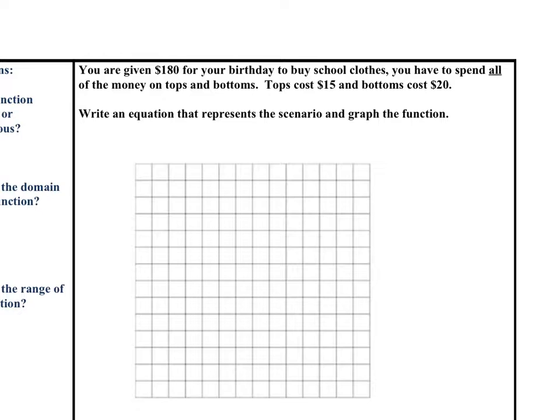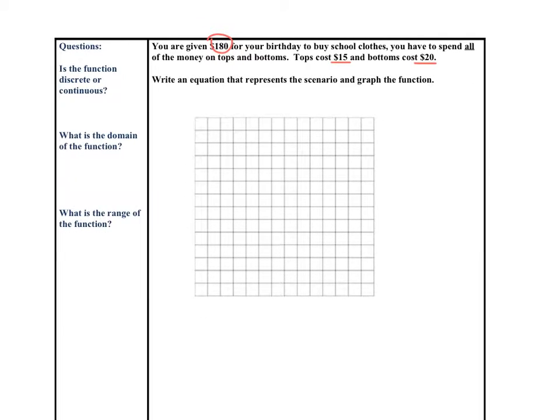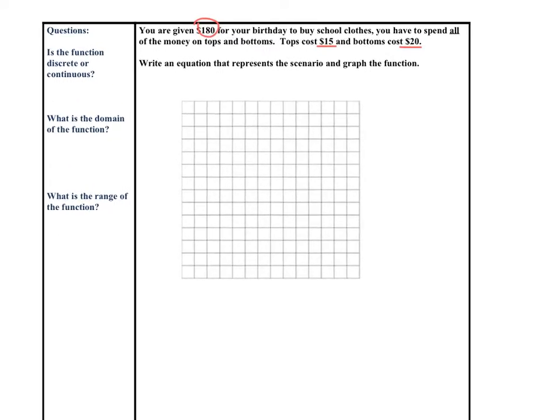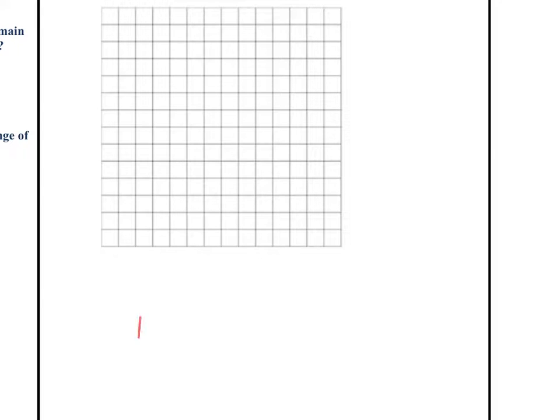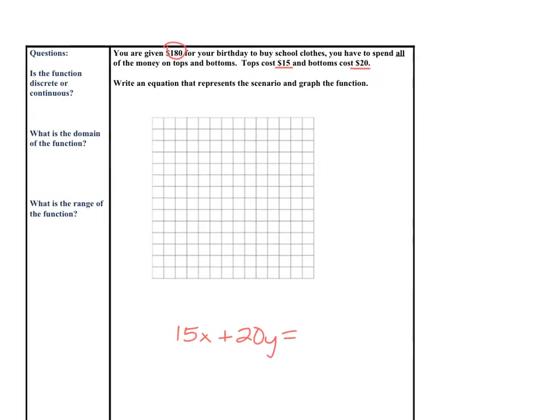You're given $180 for your birthday, so that's your total. To spend on school clothes, you have to spend all of the money on tops and bottoms. Tops cost $15, bottoms cost $20. So those things are both happening over and over. Let's write an equation to represent that. It's going to be in standard form again, because we have 2 things happening over and over and a total. So my equation would need to be 15 per top plus 20 per bottom is equal to our grand total. You have how much money? You have 180.